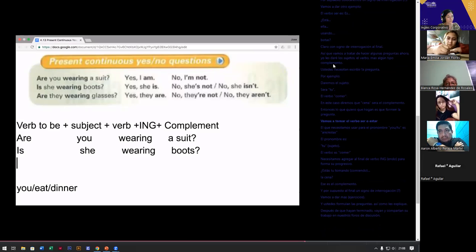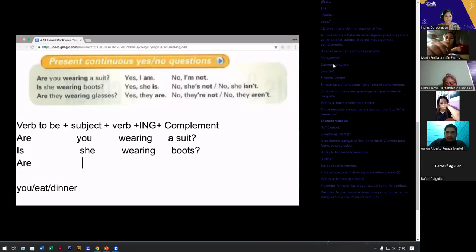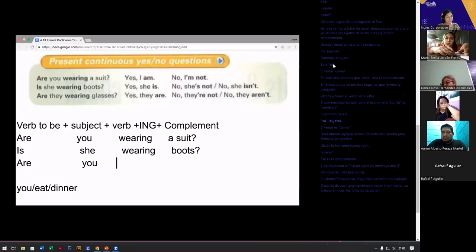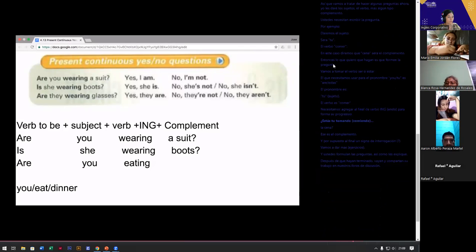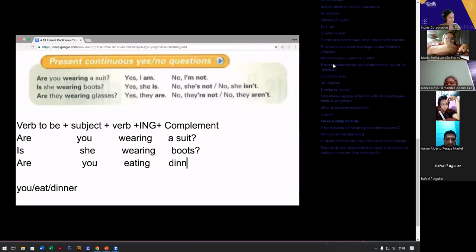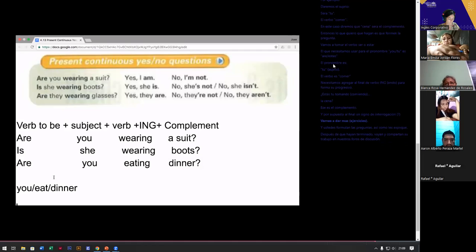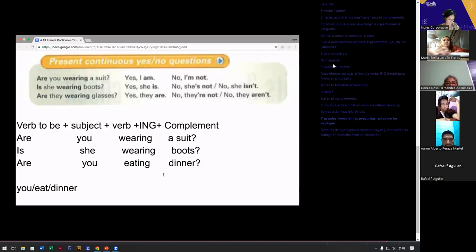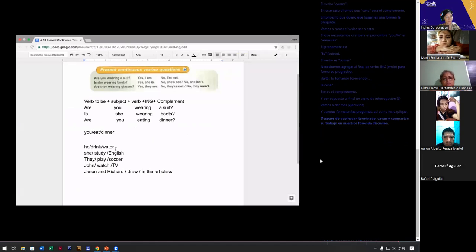So let's take the verb to be is the one that we need to use. So for the pronoun you, you're going to say are. The pronoun is you or the subject. The verb is eat. We need to add ing to that to form it into a progressive form. Are you eating dinner? It's the complement. And of course, add the question mark there. So I'm going to give you more, and you should make these questions as I explain. After you have finished, go ahead and share your work in our discussion forums.